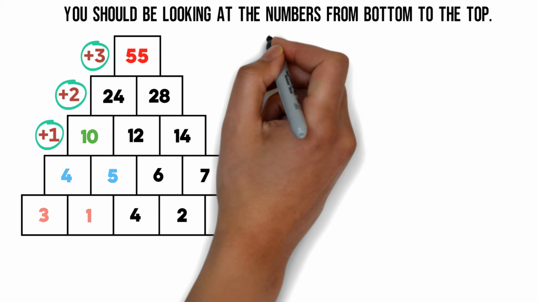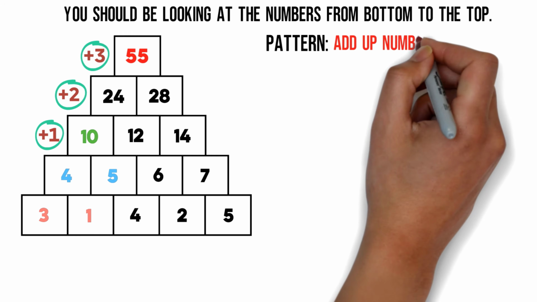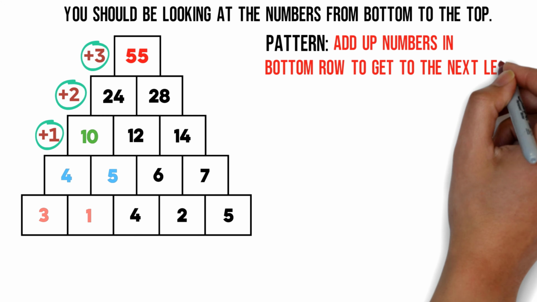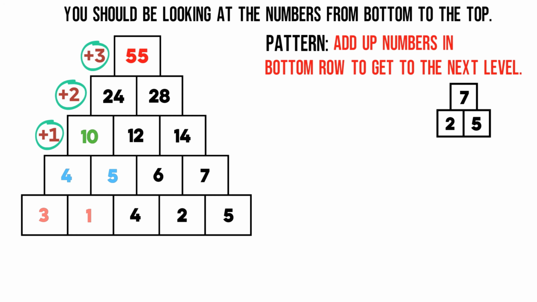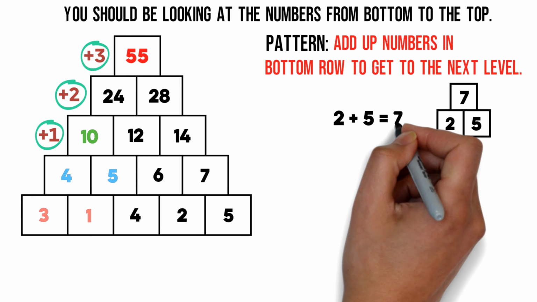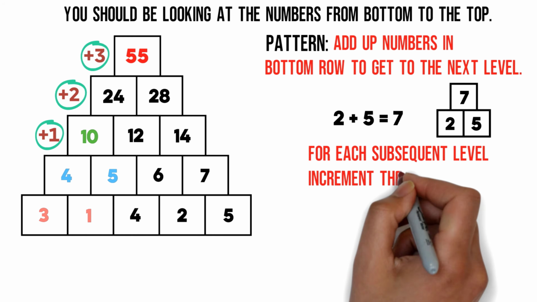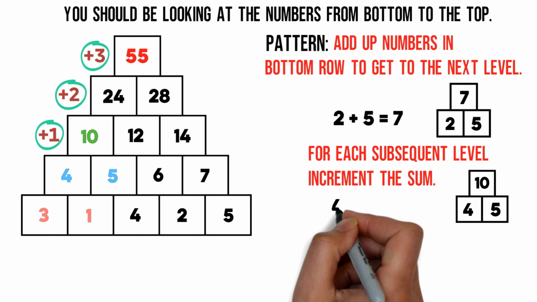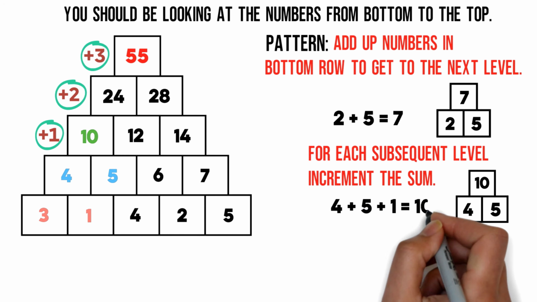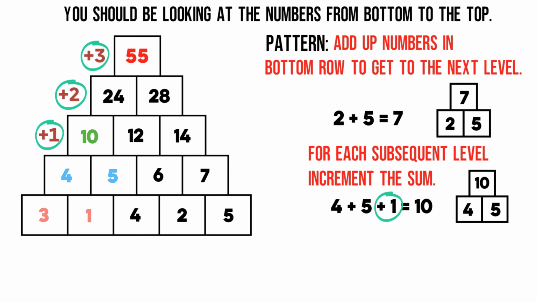Let's recap. Starting with the bottom row, the sum of 2 squares results in the number in the next row. For example, 2 plus 5 equals 7. However, as each level continues, the sum increases by 1. For example, for 4 plus 5, we need to increment and add 1 to get to 10.